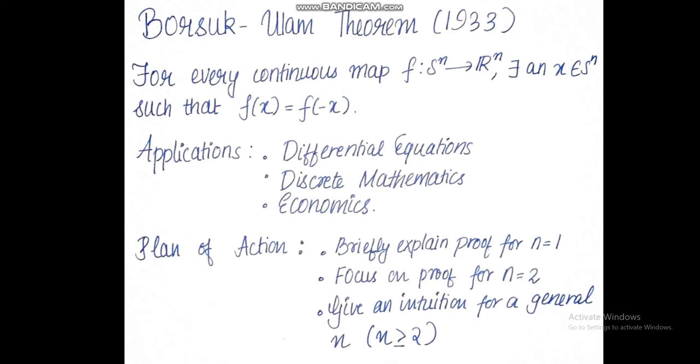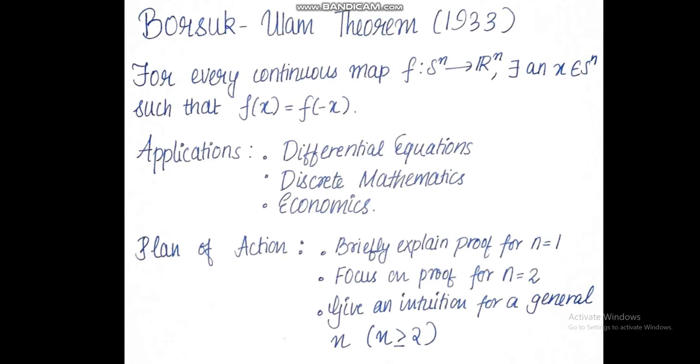Proved in 1933, the Borsuk-Ulam Theorem states that for every continuous map f from S^n to R^n, where S^n is an n-dimensional unit sphere, there exists an x element of S^n such that f of x is equal to f of minus x. The theorem finds its applications in fields like differential equations, discrete mathematics, and economics.